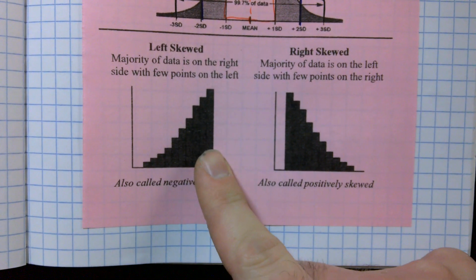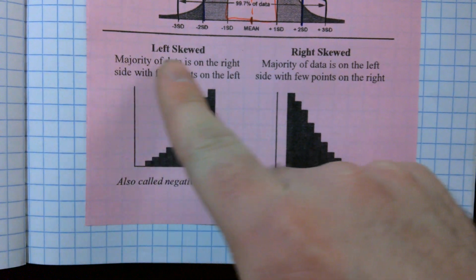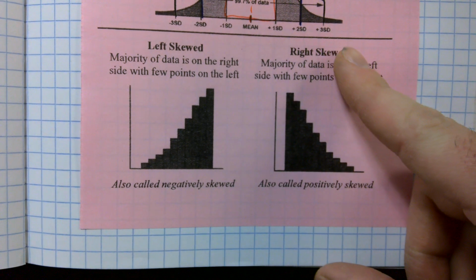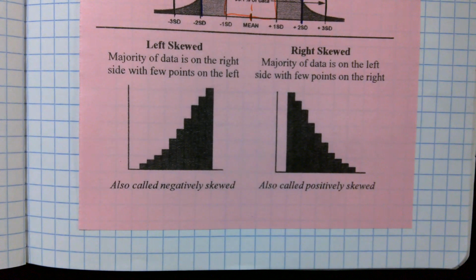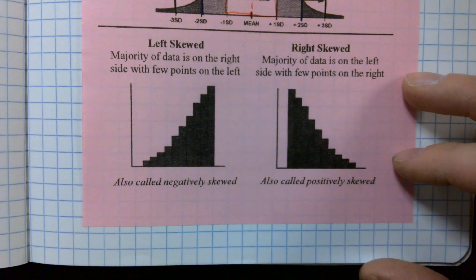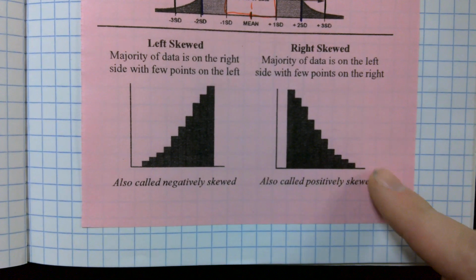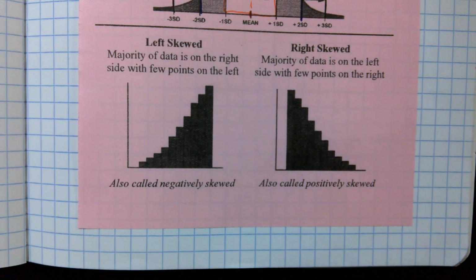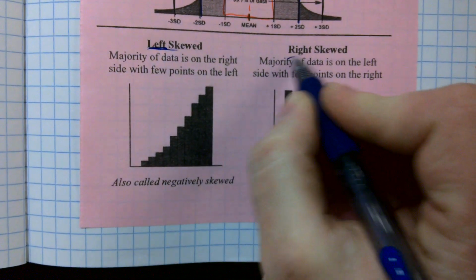Left skewed means that a majority of the data is on the right side, which can be confusing, and right skewed means the majority of the data is on the left side. This one's also called negatively skewed. Right skewed is also called positively skewed, but we're not going to worry about those. We're just going to worry about left and right.